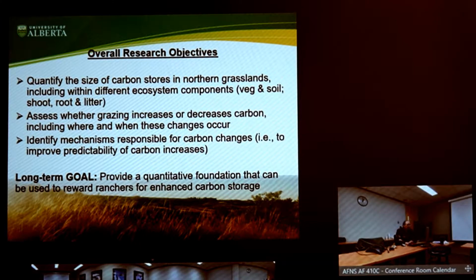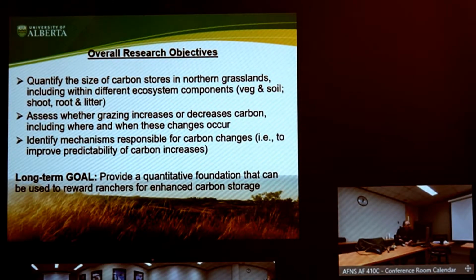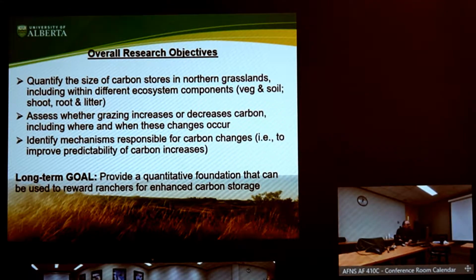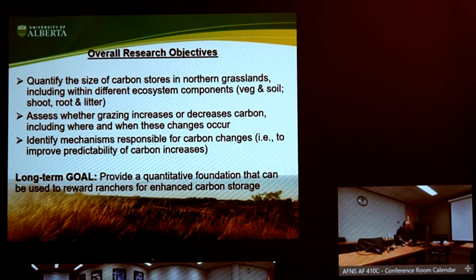So just by way of an overview, to begin, I want to just walk through what the general research objectives were that we had when we started this particular project.